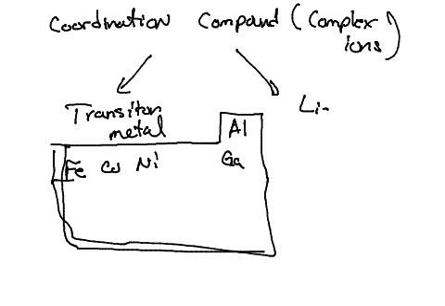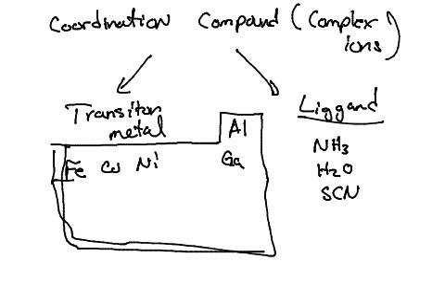And then the second thing is you have something called a ligand. There are only a few select ligands, which are printed on your paper. Ammonia is one. Water is another one. Thiocyanate is one. Hydroxide is one. And cyanide.